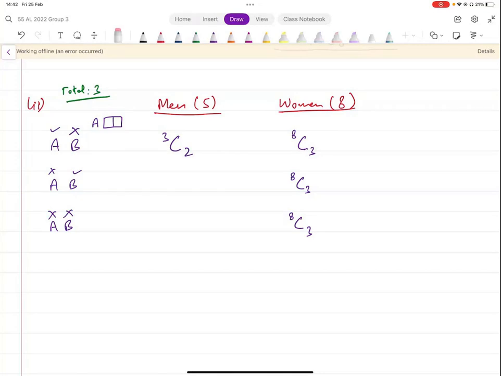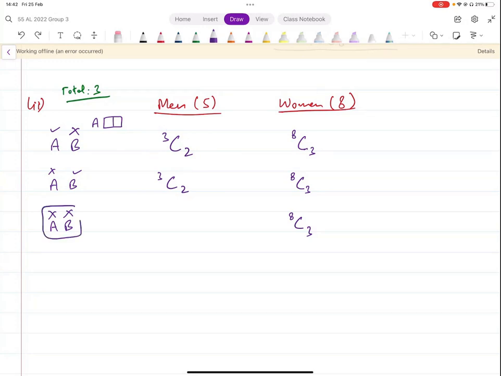Achha, let's look at the second case. Second case mein kya hua? We have chosen B, but we do not want to choose A. ठीक है, B choose कर लिया, A नहीं choose करना. Again, how many people are we left with? We have three remaining people. We need two more out of them, so that's 3C2 as well. Right, the same logic as we had in the first one.